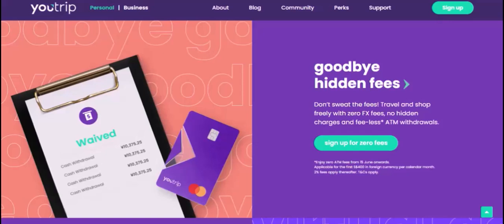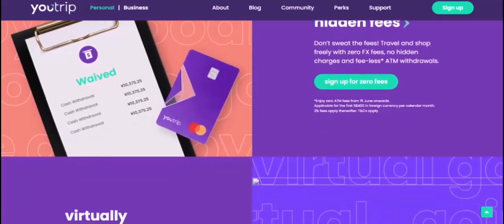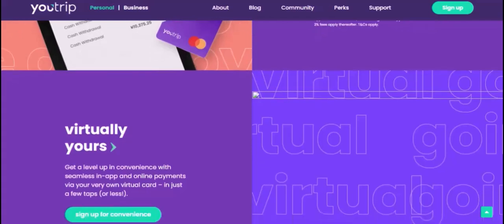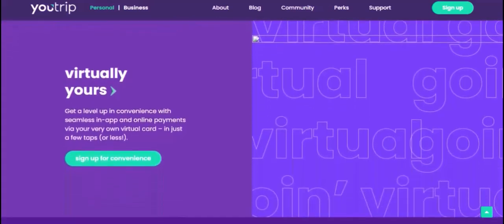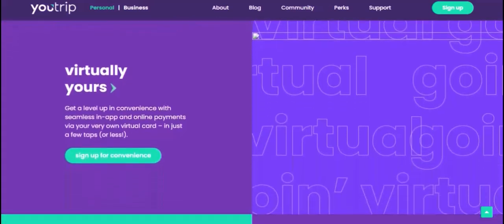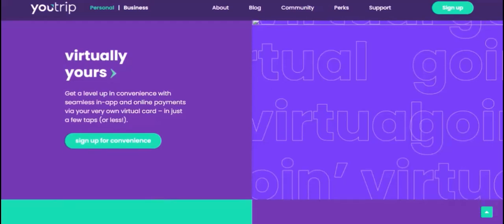YouTrip isn't a multi-currency account in the sense that you hold balances in multiple foreign currencies simultaneously. It's more of a smart conversion tool. It acts as a single wallet, converting your base currency to the local currency at the best possible rate, whenever you spend. This means you don't have to juggle multiple wallets or worry about remembering which currency is in which account. You simply tap your card, and YouTrip takes care of the rest.